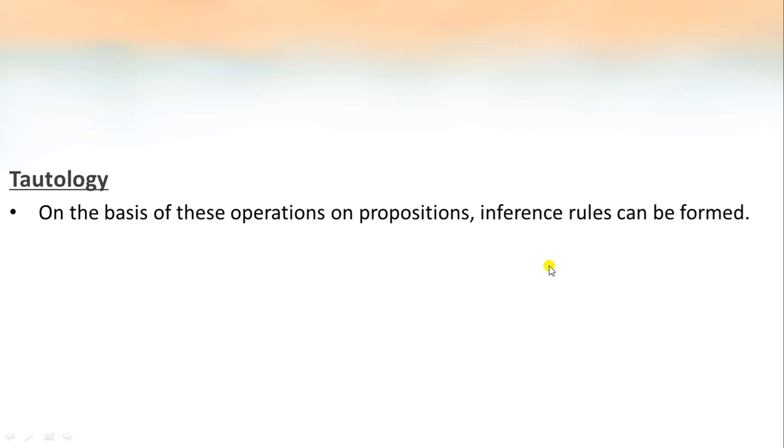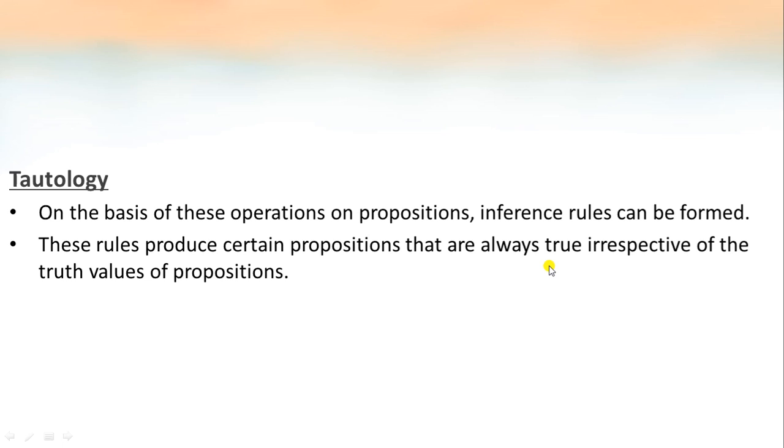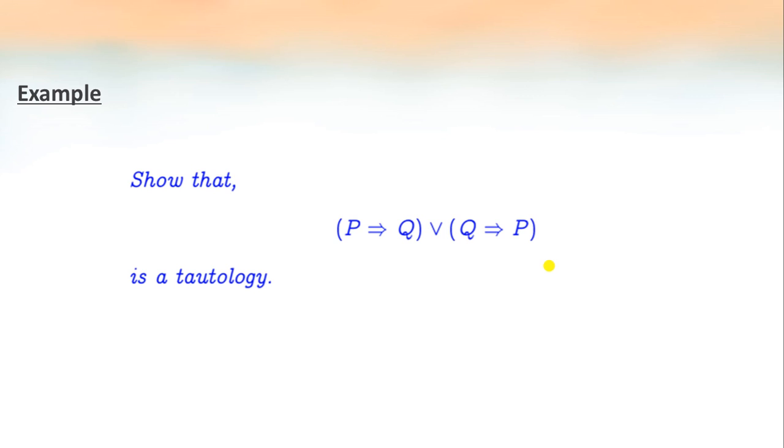Next is tautology. Based on these operations, that is the conjunction, disjunction, implication and bidirectional, some kind of inference rules can be formed. These rules will produce some propositions that are always true, irrespective of the truth values of the propositions. If the proposition is always true, then it is known as a tautology. Let us see this by taking one example.